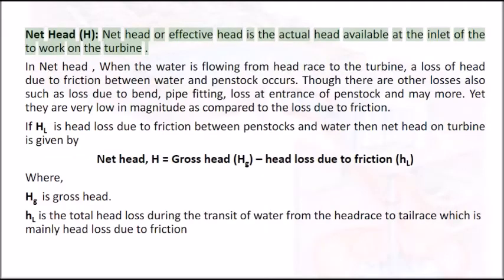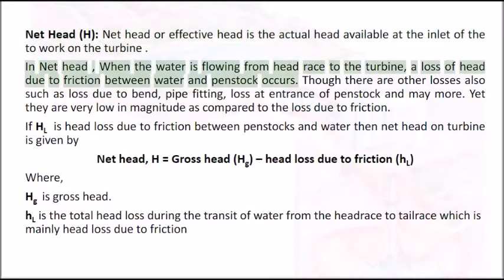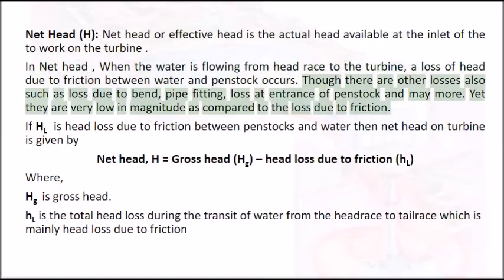Net head, H. Net head or effective head is the actual head available at the inlet of the turbine to work on the turbine. In net head, when the water is flowing from the head race to the turbine, a loss of head due to friction between water and penstock occurs, though there are other losses also, such as loss due to bends, pipe fittings, loss at entrance of penstock and many more. Yet they are very low in magnitude as compared to the loss due to friction.